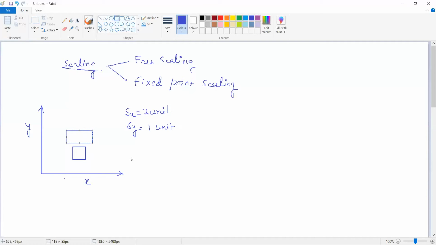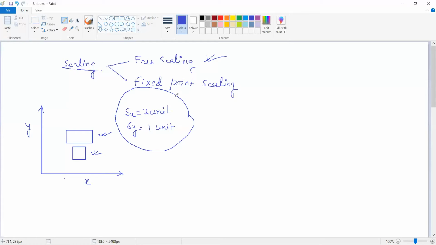Okay. So this will be the size of the object after scaling, performing this amount of scaling along the x direction and along the y direction. If you perform this amount of scaling, you can see that after scaling, the size will be this one. Clear? Now here, the problem is that after performing the scaling on this object, your new object will appear in this position. So with the scaling, it will shift its position also. So that's why it is called free scaling.